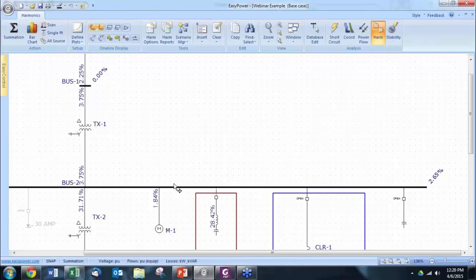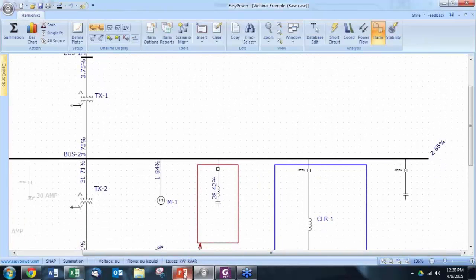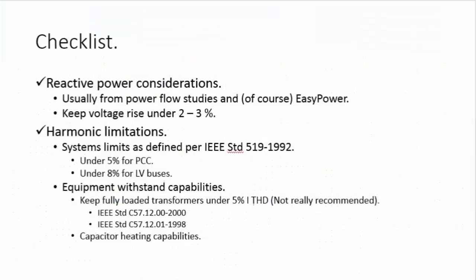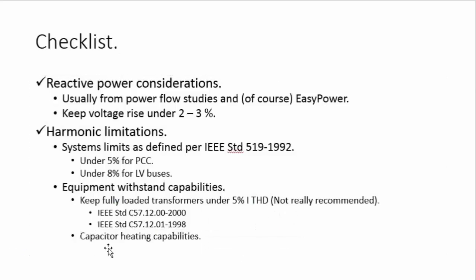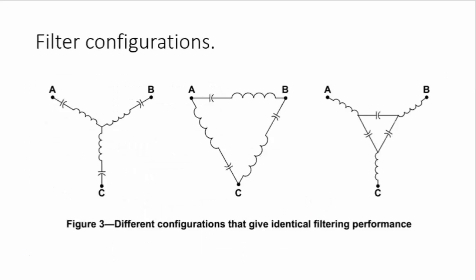So when we add a filter, the harmonic current is not flowing through the transformer. It is flowing through the filter, which is a nice thing. So we have to watch out for the capacitor heating capabilities in our filter, and this is one of the most critical things in all of the design.